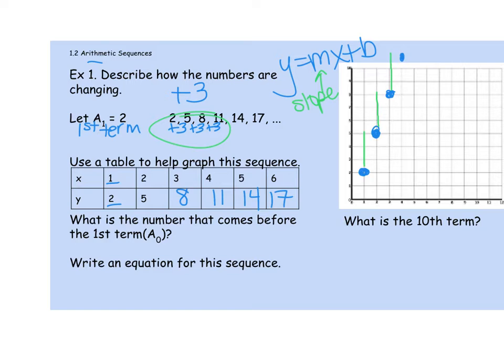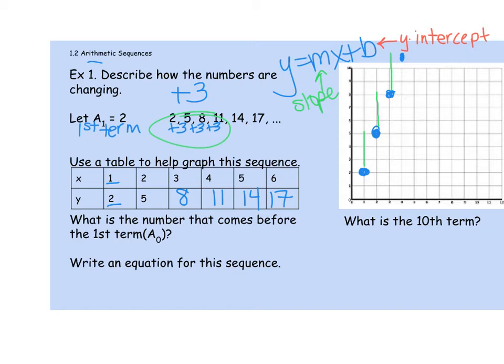Do y'all remember what the b stood for? What that b represents? That's your y-intercept. Okay, or that's where it crosses the y-axis. All right, so be careful. It's not 2, okay? It doesn't cross right here at 2.